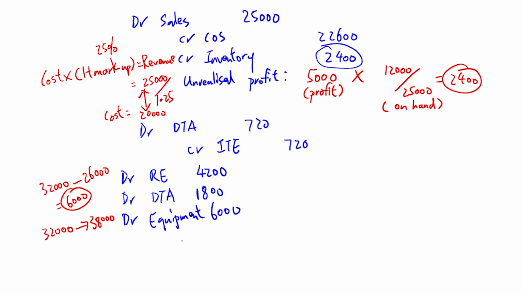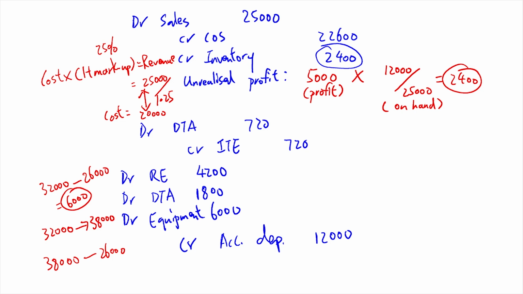The final part of that is to credit accumulated depreciation. We need to reinstate or restore the original accumulated depreciation. So with that amount, we want to compare 38,000 to 26,000. Because the difference there would be the original accumulated depreciation. So we'll have $12,000 for that accumulated depreciation. So that's all in terms of this particular journal.